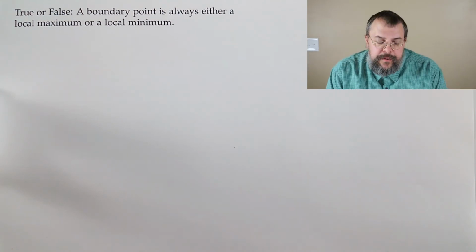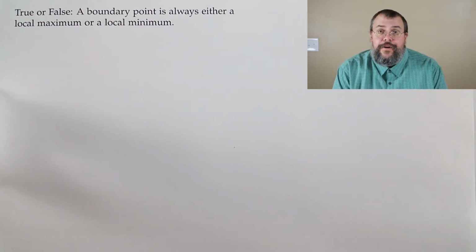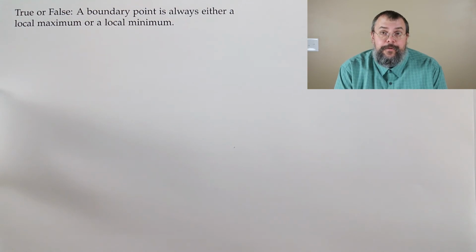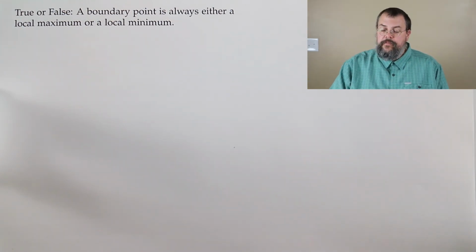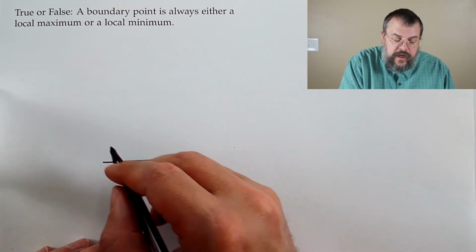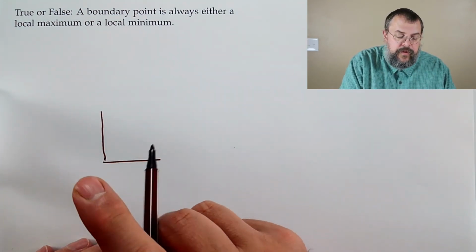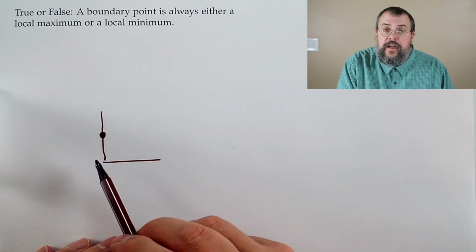So a boundary point is always either a local max or a local min. Is that true or is it false? All right. Now we have to dig a little bit here. What is that saying? Well, think about a function here. So I have a function and it's defined. Let's say we go to the right. So what can happen to the right?